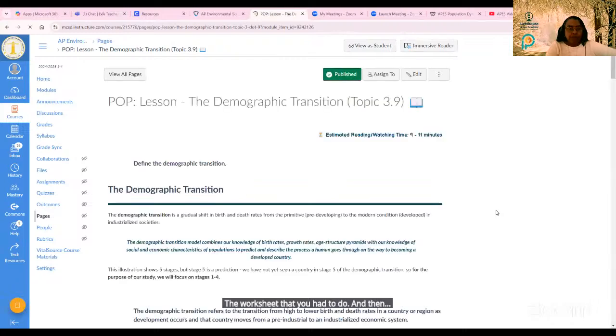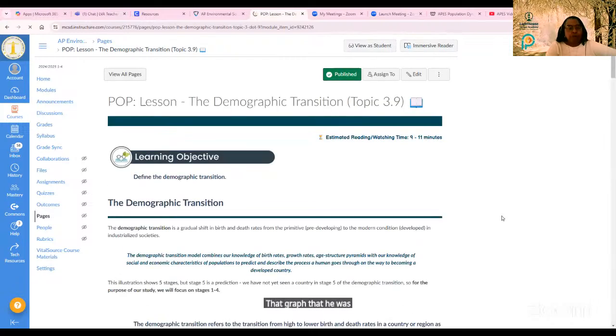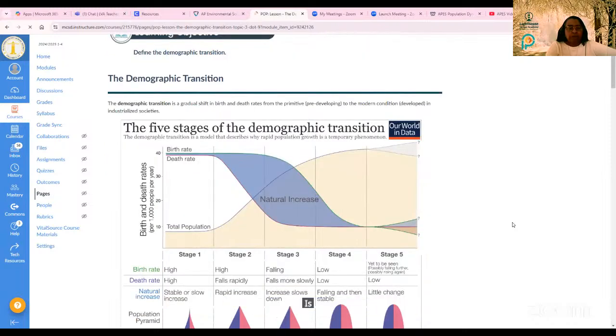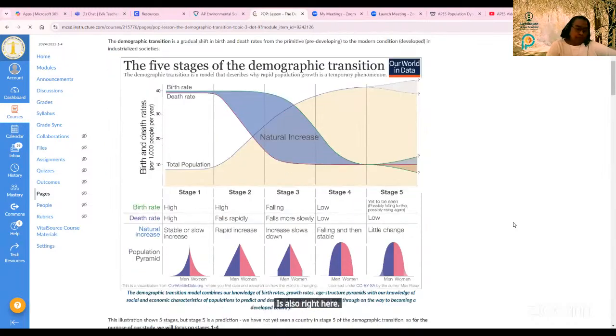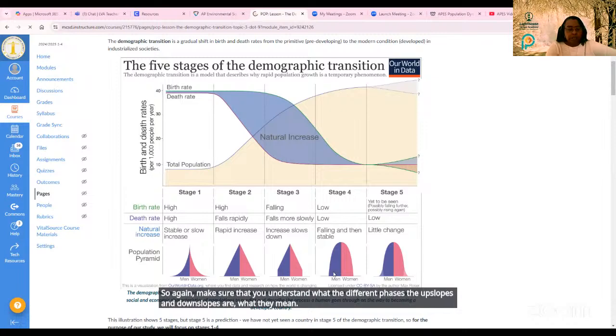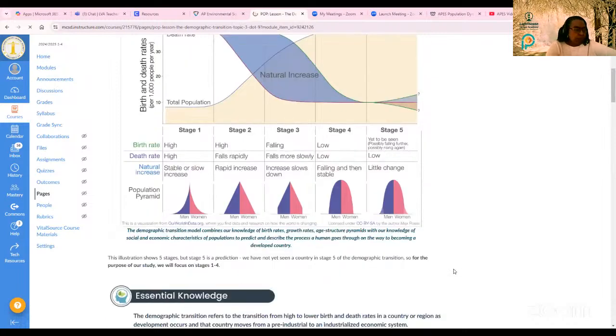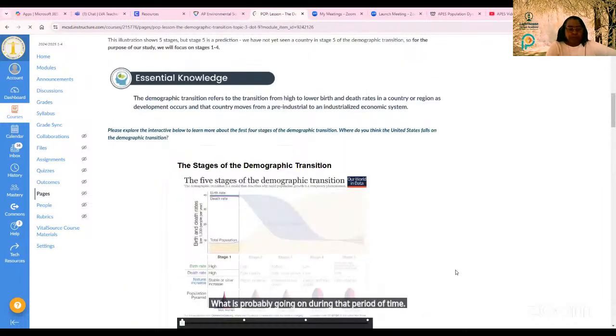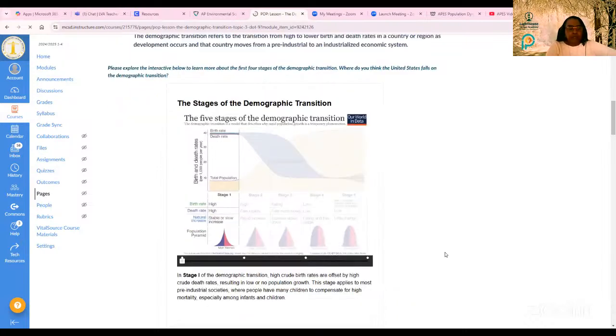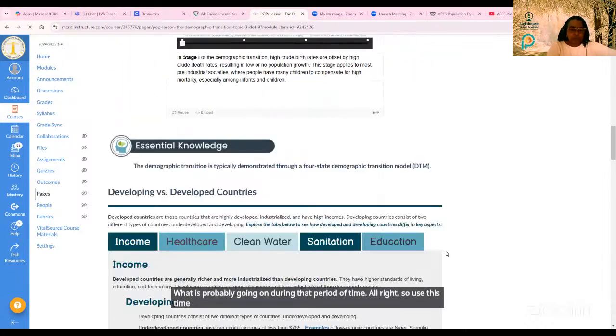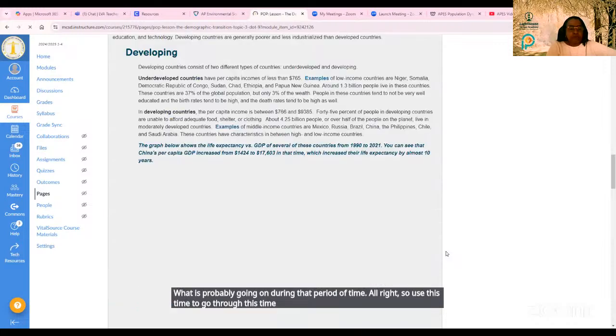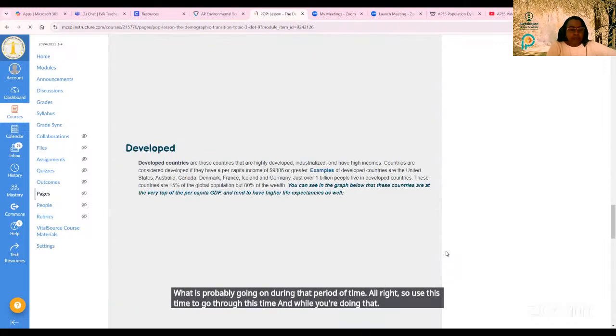And that graph that he was just going over is also right here in your 3.9. Again, make sure that you understand what the different phases, the upslopes and downslopes, are, what they mean, and what is probably going on during that period of time. All right, so use this time to go through those.